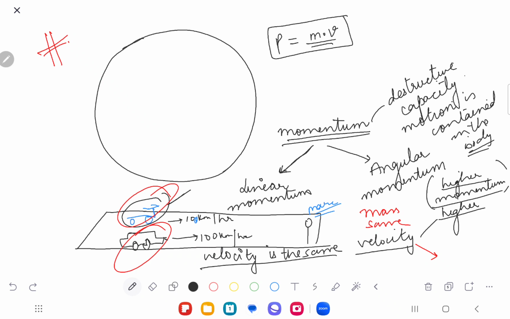Why? Because the car is moving in a straight line. The cycle is moving in a straight line. So this is linear momentum. Yes or no? Yes. Right?